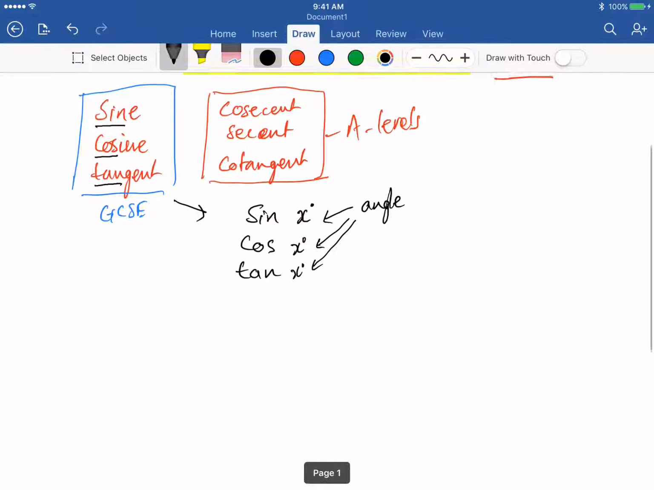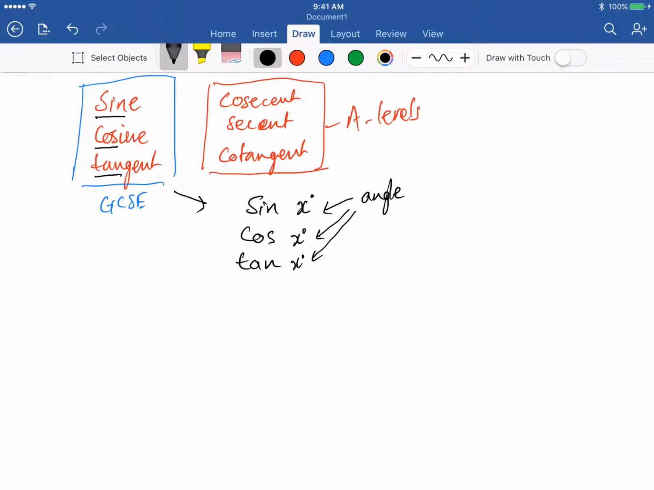To understand them better, let's start with a right angle triangle. In the right angle triangle, let's mark this angle x degrees, which I mentioned over here. These are the angles marked x.